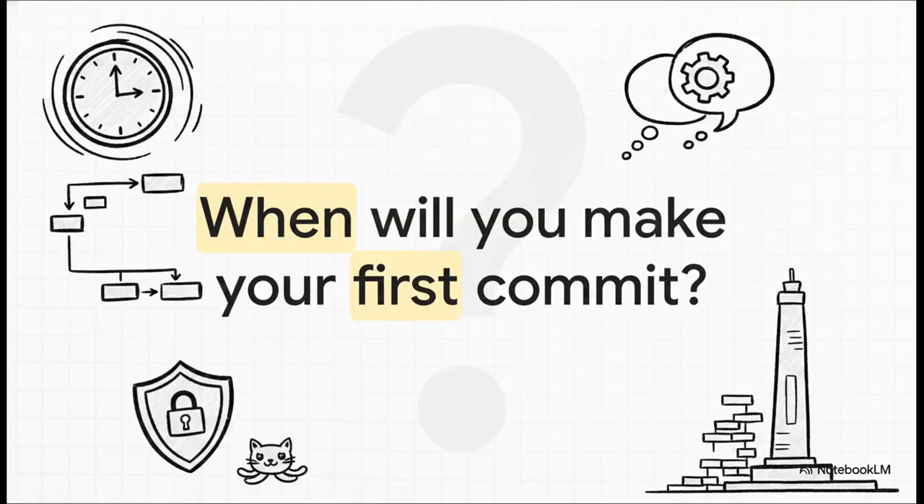So now that you're armed with a literal time machine for your code, when are you making your first commit? You've got the skills, the collaboration know-how, and the ultimate safety net. There is absolutely zero reason to fear messing up your code anymore. The only question left is, when will you start building your developer legacy?